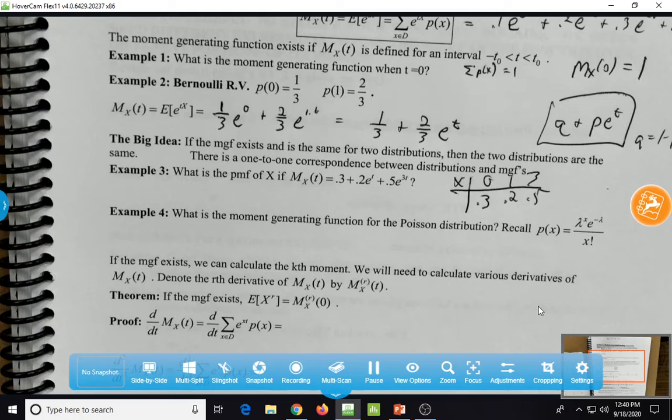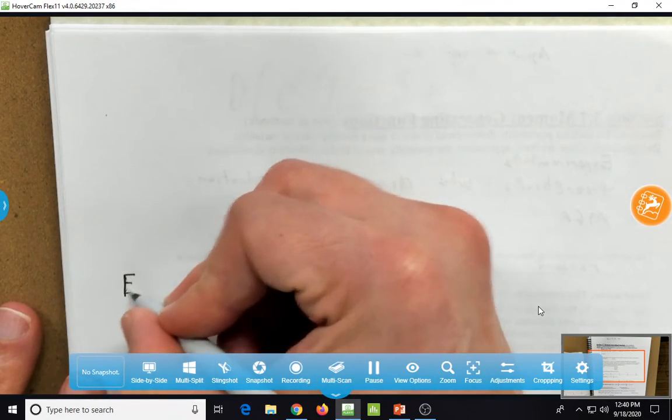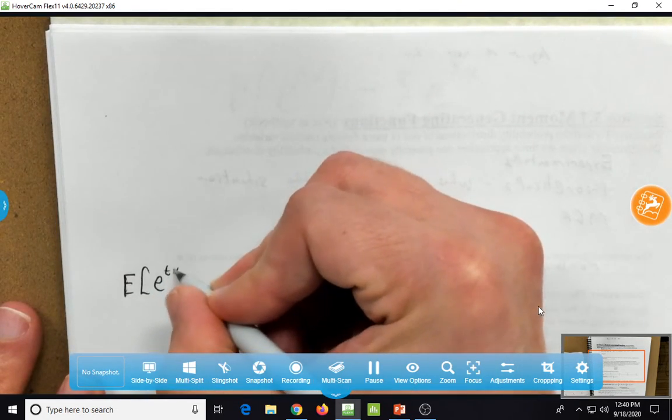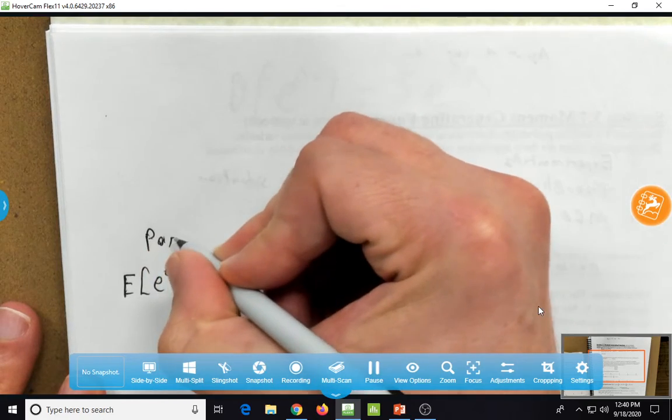All right, now, this takes a little bit of work for this next one. I don't think I have enough space in my little line here, so we're going to have to go to the blank side of this. I'm supposed to write notes on this side anyway. So let's do the expected value of e to the tx for Poisson.